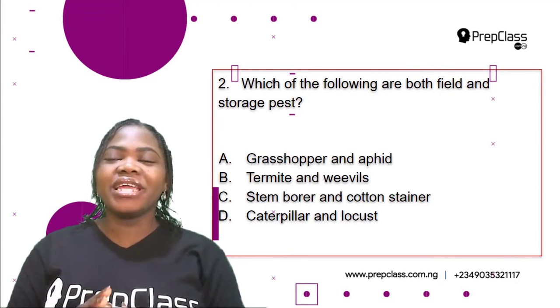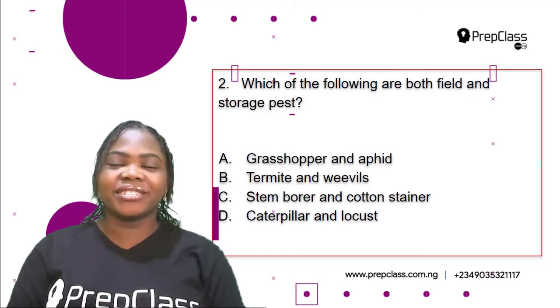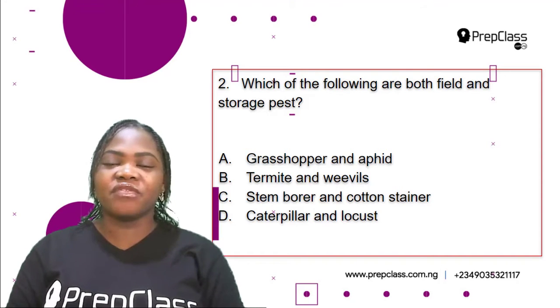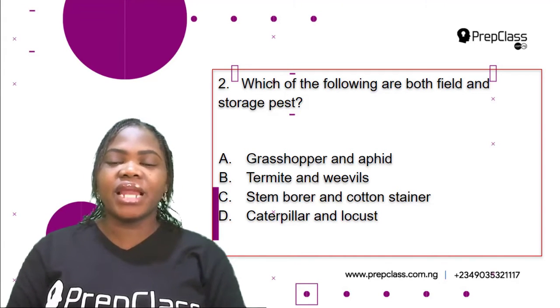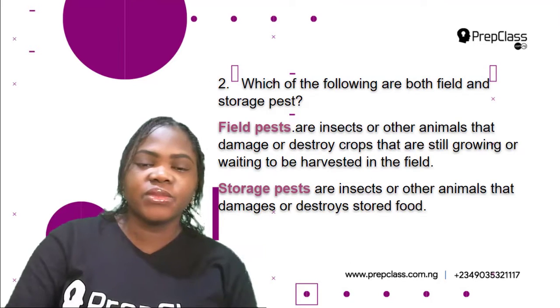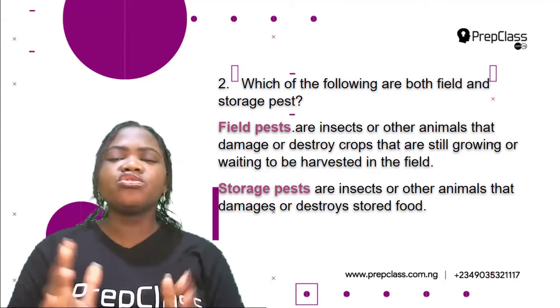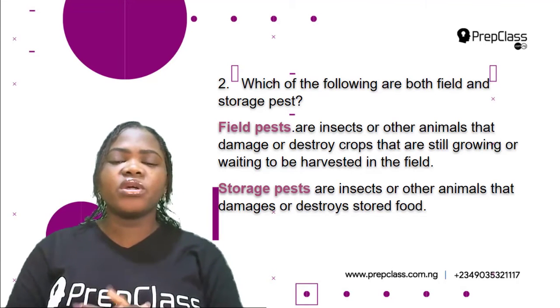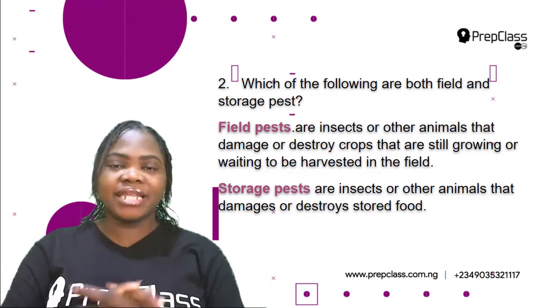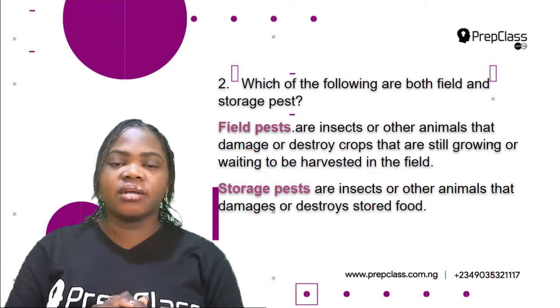Which of the following are both field and storage pests? A. Grasshopper and aphid. B. Termites and weevils. C. Stem borer and cotton stainer. D. Caterpillar and locust. So, first of all, to be able to answer this question, we need to know what field pests are and what storage pests are. So, let's learn what these two are.